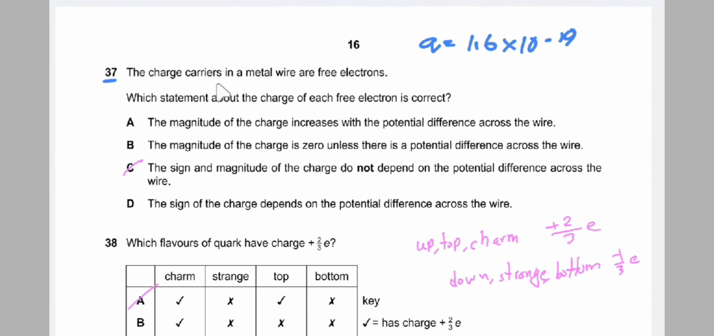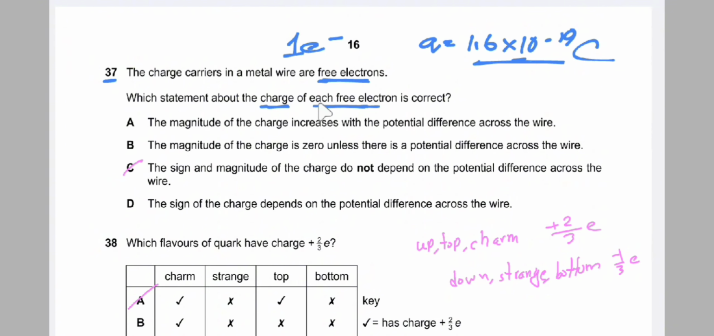37. The charge carriers in a metal wire are free electrons. Which statement about the charge of each free electron is correct? The charge of each free electron is 1.6 × 10^-19 coulomb. The magnitude of the charge increases when the potential difference across it increases. No, the magnitude of the charge remains the same. That is, the charge of one electron remains the same.